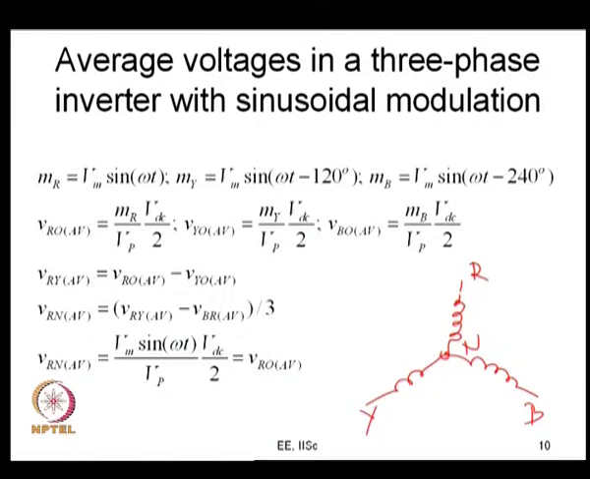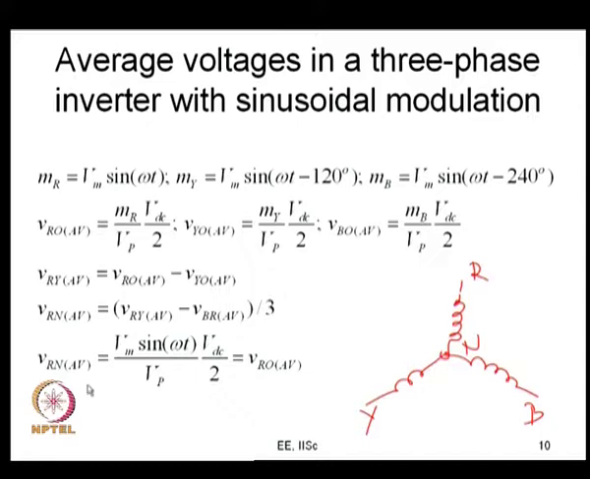So, in the case of sinusoidal modulation, you are using 3 phase sinusoidal signals, your average pole voltages are sinusoidal, and the average line to line voltages, which are the differences between the average pole voltages, are again sinusoidal, and the average load phase to neutral voltages are once again sinusoidal. The load phase to neutral voltage VRN average is the same as VRO average, is what you want to see. In fact, this is the idea behind sinusoidal modulation.